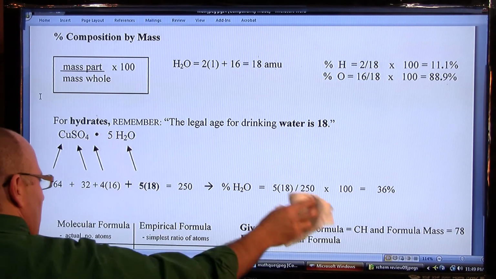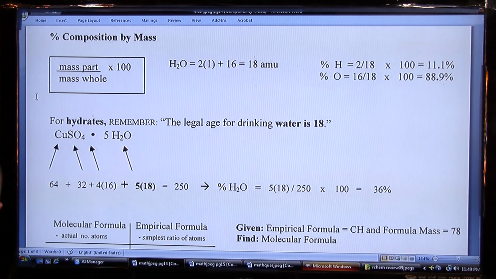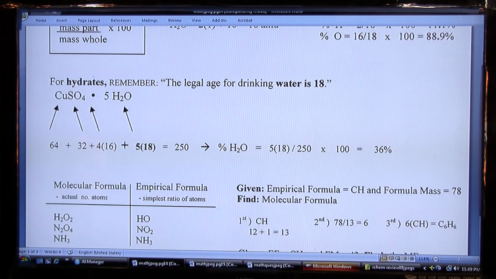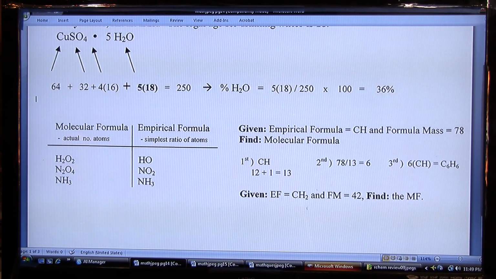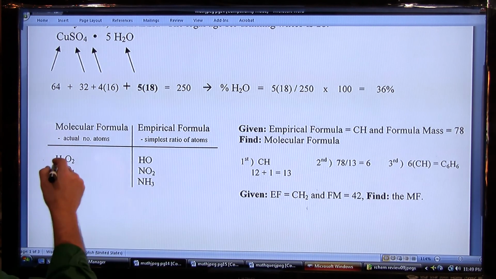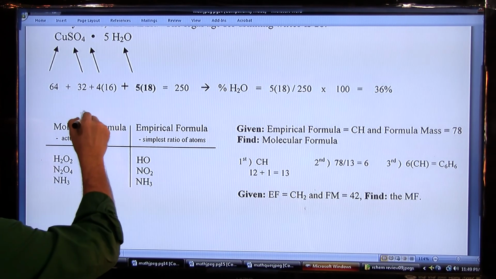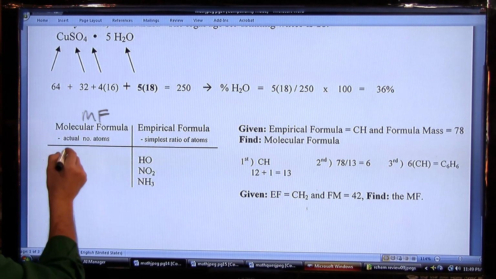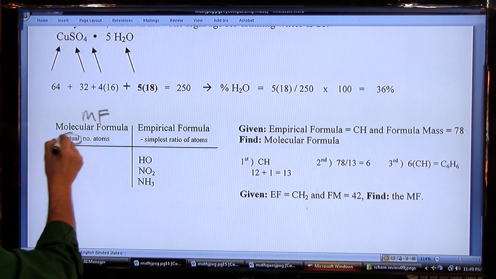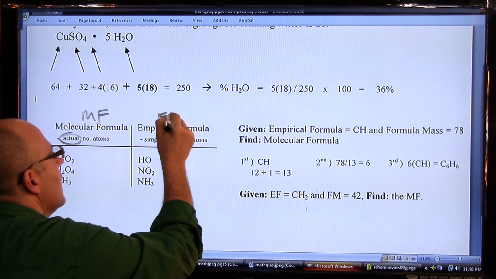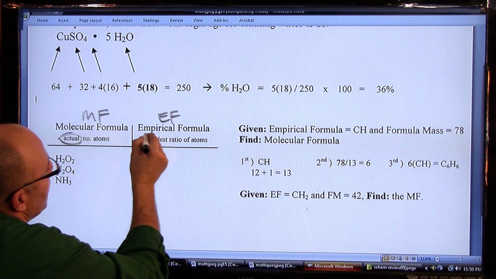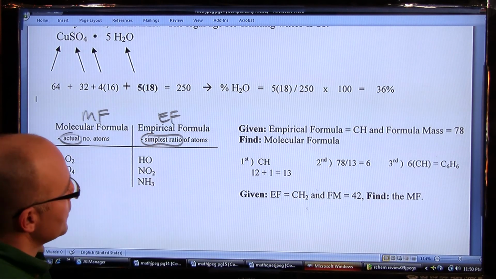And now let's talk a little bit about the two types of formulas. That is, the difference between a molecular formula and an empirical formula. In a molecular formula, let's just call that the MF, you have the actual number of atoms. In an empirical formula, the EF, you have the simplest ratio of atoms.